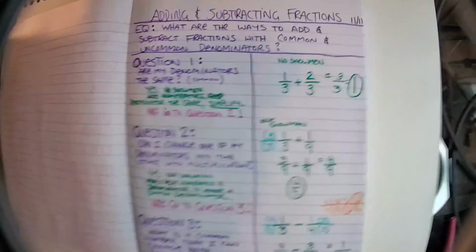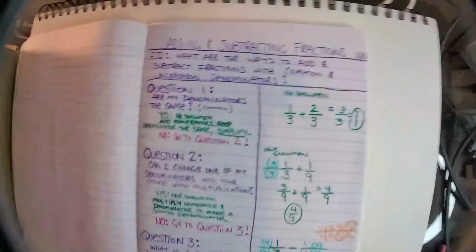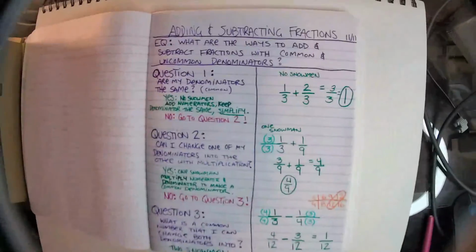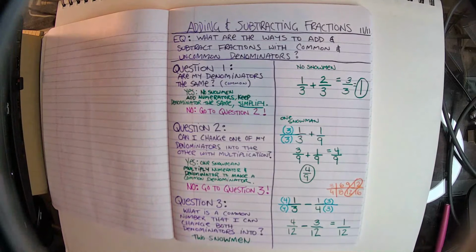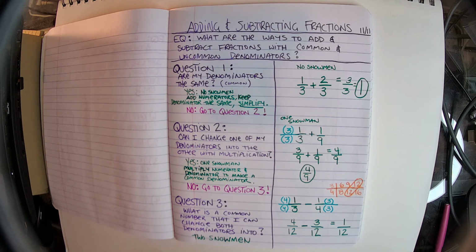All right, let me zoom out real quick. Here's the whole notes page. I know this is the most crowded notes page we have ever had, so much so that it's almost difficult to get the whole thing on there. But this tells you how to get through addition and subtraction of fractions with common denominators, one denominator that can turn into the other, or a situation where none of the denominators can turn into the other one.